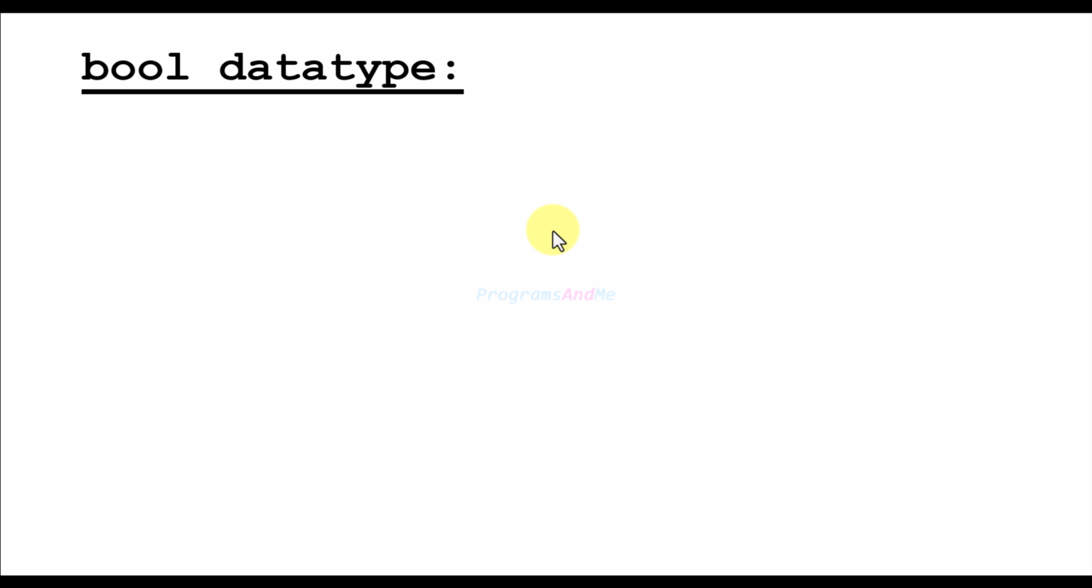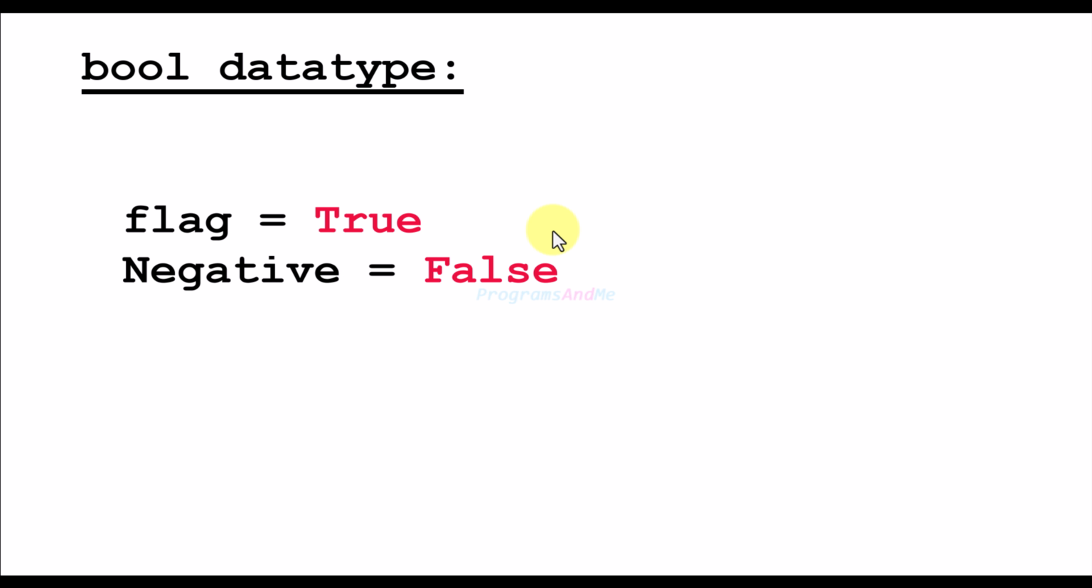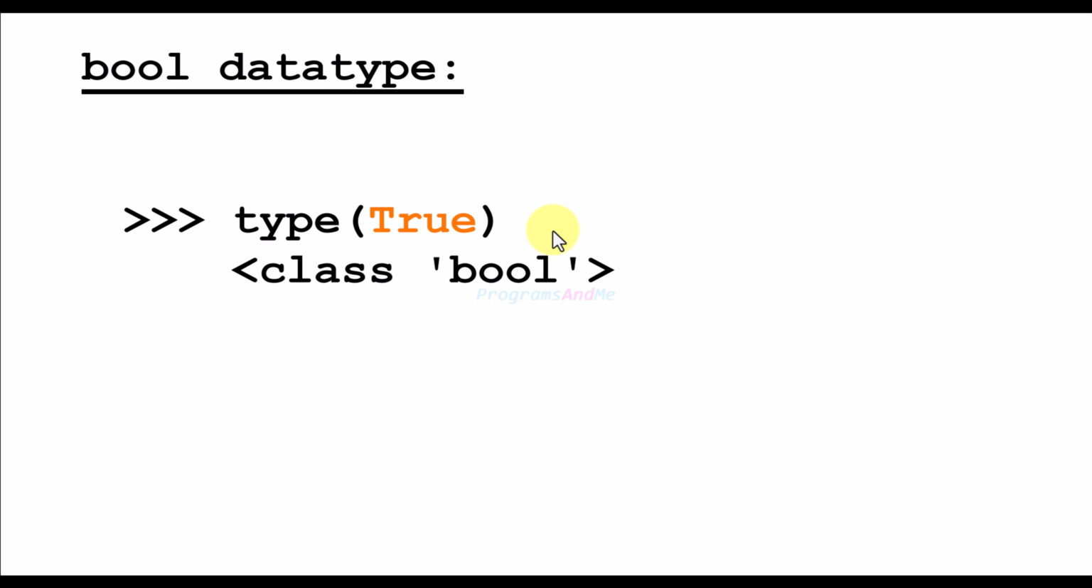Next data type is bool. Bool stands for Boolean. It represents two possible values, true and false. Here you can see the example. Boolean values are used to check if something is true or false. It is used in if statements, loops, and comparisons. And in Python, Boolean values true and false take 28 bytes of memory each. When we use the type function on a Boolean value, we'll get class bool. So it belongs to the bool class.